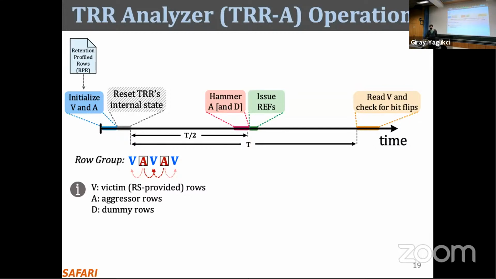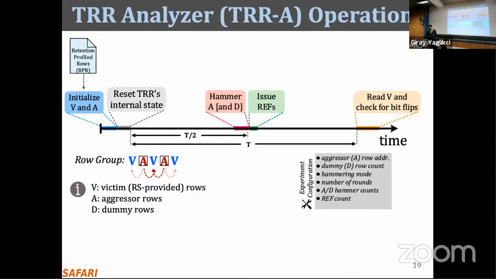In addition to aggressor rows, the user can also specify dummy rows. These are pretty similar to aggressor rows in terms of operation, but the only difference is that dummy rows are selected from some different region in the same bank, far from the victim rows. The purpose of these dummy rows can be simply to trick the TR mechanism into targeting something else instead of the actual victim rows that we care about, right? This is important when we try to understand the TR mechanism and try to develop an access pattern or an attack that bypasses the TR mechanism.